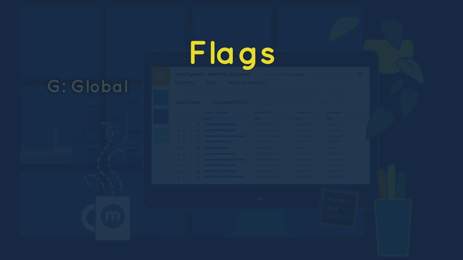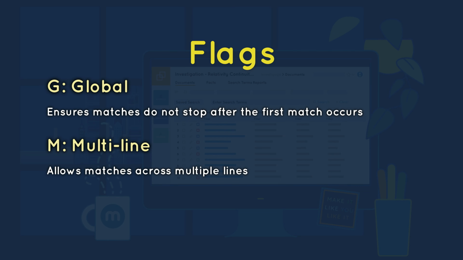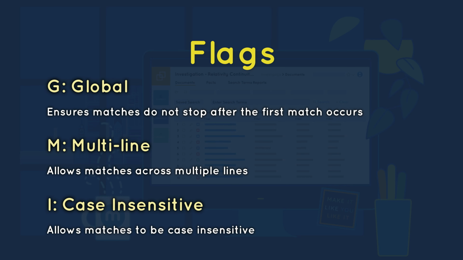The first is G, which stands for global. This flag makes sure that the regex doesn't stop after the first match on a term occurs. Next is M for multi-line, which allows matches on multiple lines. Last is I, which stands for case insensitive, and this allows matches with a case insensitive setting.